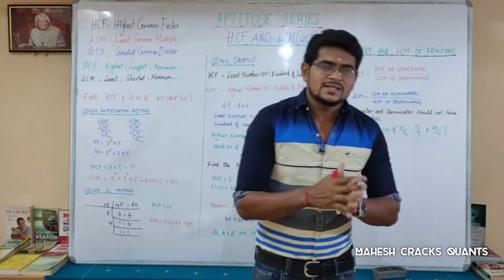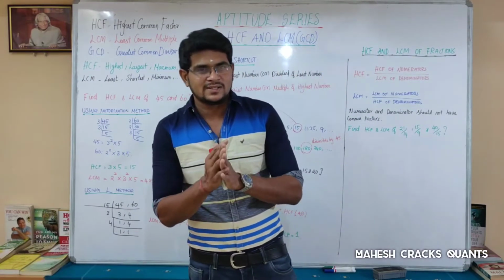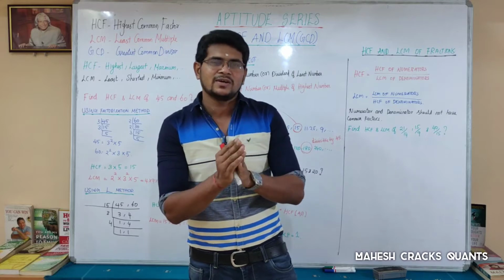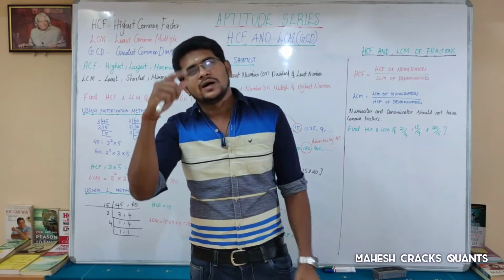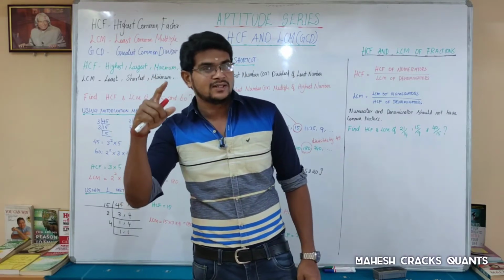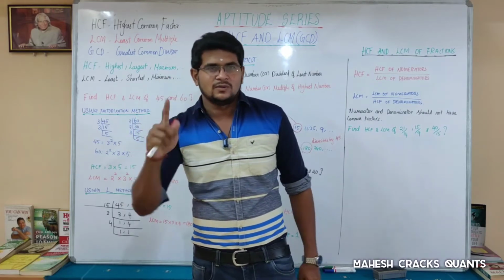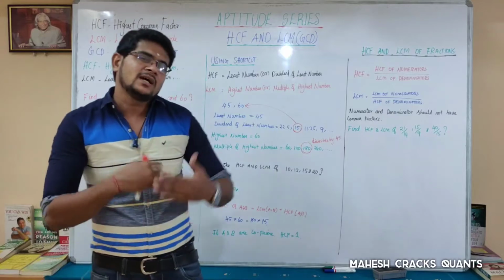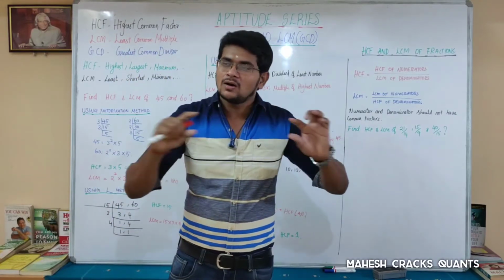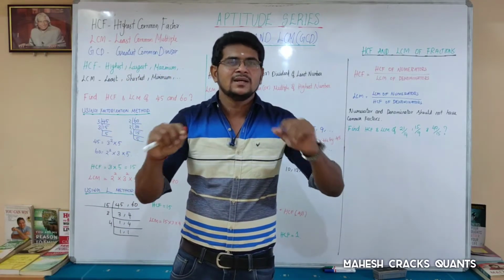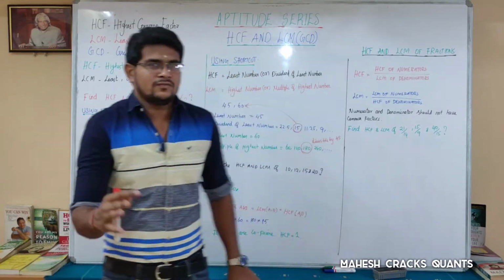In the factorization method, you need to factorize. For HCF, you take the common prime factors with the least power among the common ones. At the same time, for LCM, you take all the prime factors with the highest power of each of them.